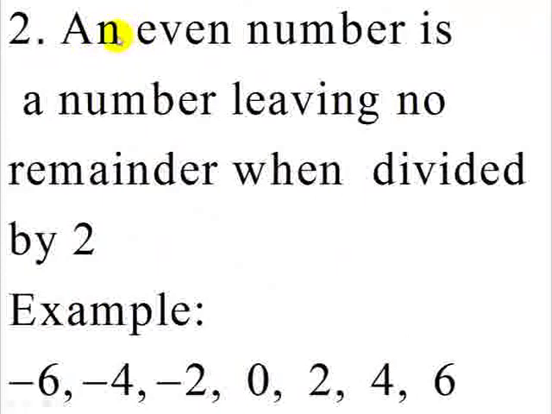Now, let's look at an even number. An even number is a number leaving no remainder when divided by 2. These are examples of even numbers: -6, -4, -2, 0, 2, 4, 6. Now, when we divide an even number by 2, it leaves no remainder. Take note, it leaves no remainder.